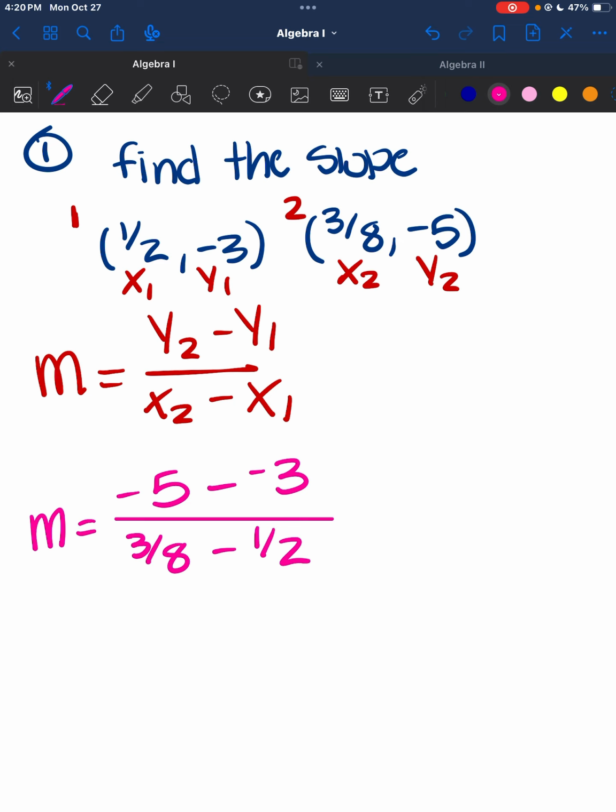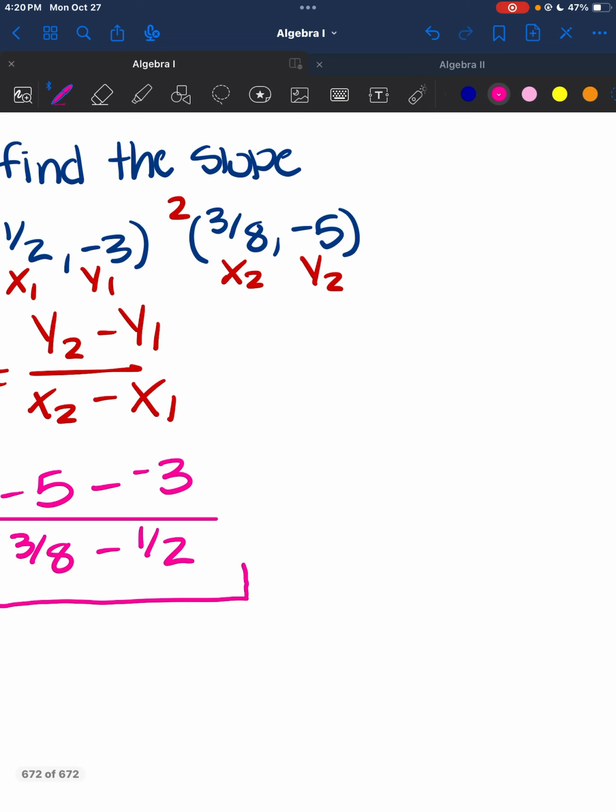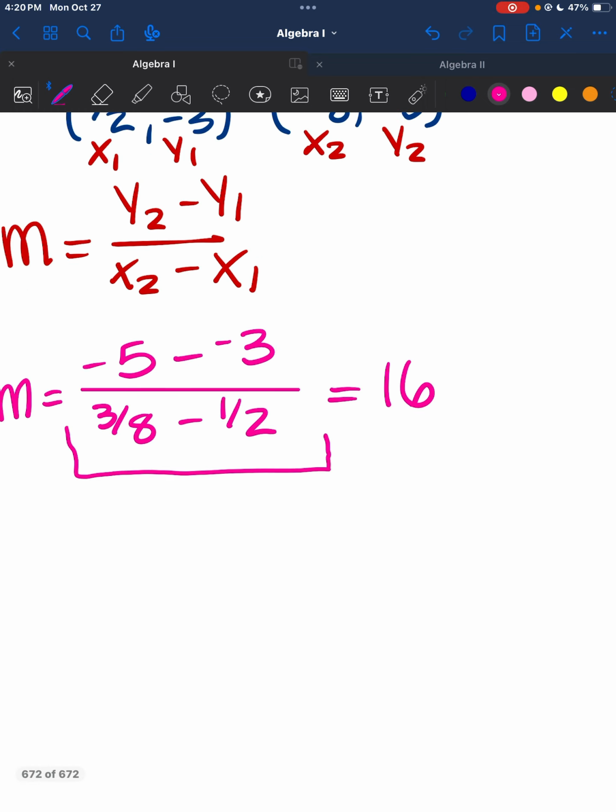When you use your calculator, you're going to put this exactly into your calculator. If you put it exactly how you see it here, you should get 16. If you solved it by hand, you have -5 minus a -3. This minus and this negative sign next to each other actually make a big positive, since they cancel each other out. This would be -5 plus 3, which is -2. This is over 3/8 minus 1/2, which is actually -1/8.